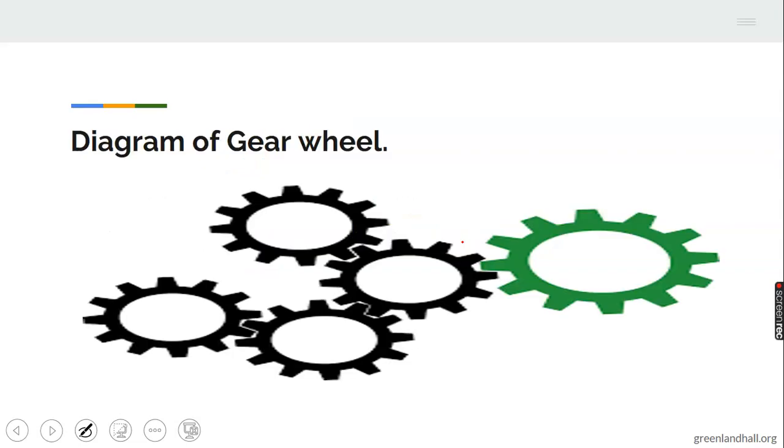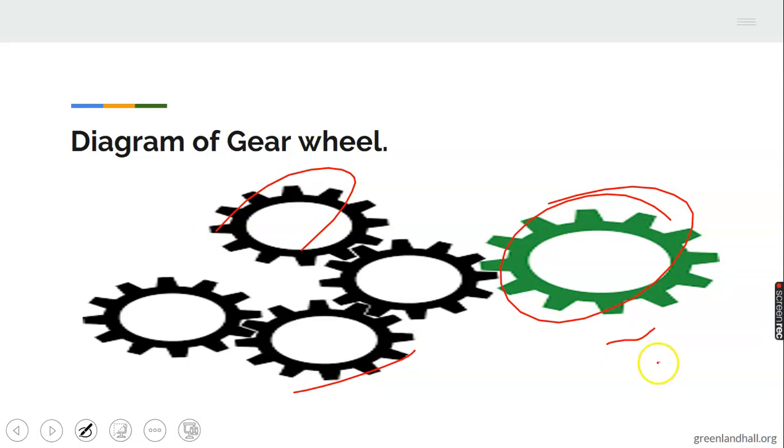You can see the diagram of the wheel and axle. Look at this one. This one is bigger than this one. This is the wheel, this is the axle. All of them combine together to form a gear system. If you form a gear system, it helps in changing the movement, the speed of the car.